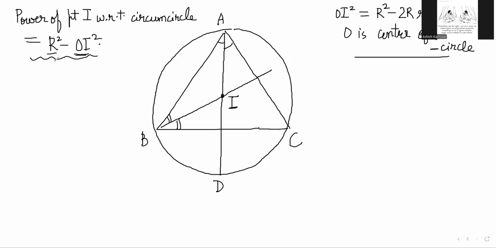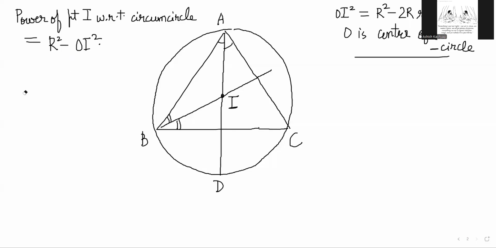Is everyone understanding what I'm saying? No, sir. What is power of a point for points inside the circle? R square minus OP square if we are taking point P. So what is the point I here? Okay, yeah, got it, sir.